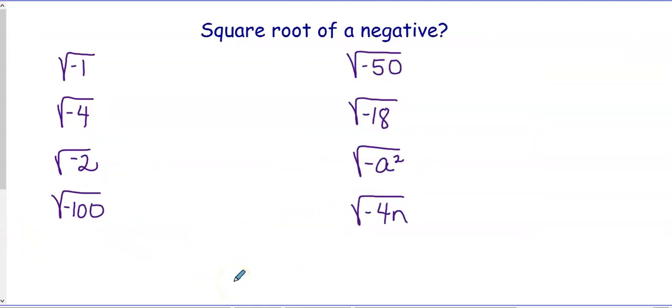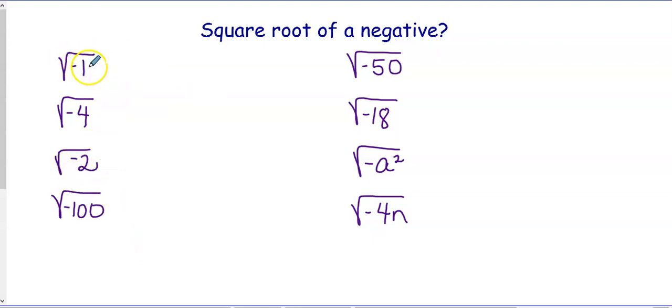So we run into a little difficulty when we have a negative under the radical, because there is no number that I can multiply times itself that's going to give me a negative number. When you have a number under a radical, that's what you ask yourself: what number times itself equals this? There's no number times itself that equals -4 or -1 or -2. No real number anyway.